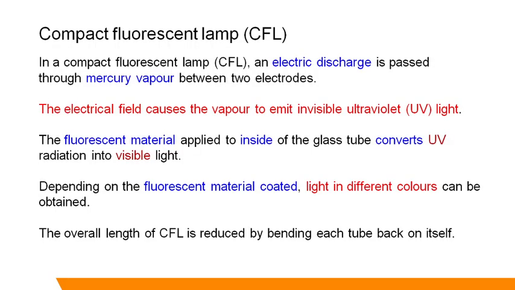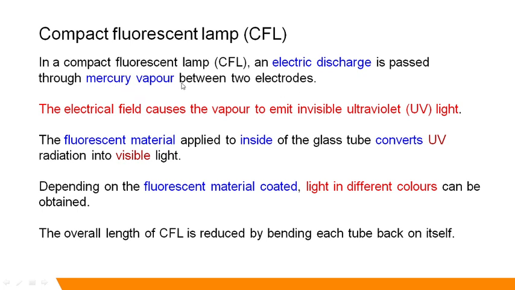First, I am discussing the compact fluorescent lamp. In general, it is called the CFL. Everybody has it in every house. It is nothing but an electric discharge tube. It's simple. In a compact fluorescent lamp, an electric discharge is passed through mercury vapor between the two electrodes.